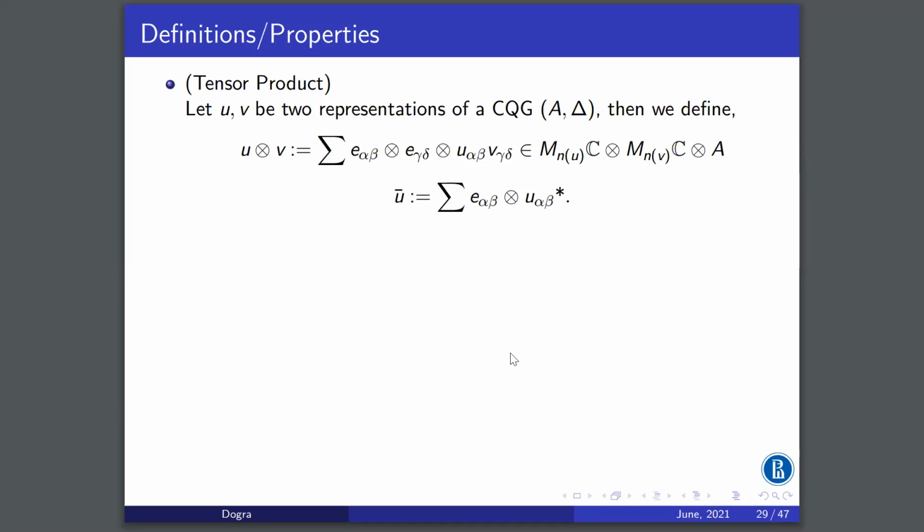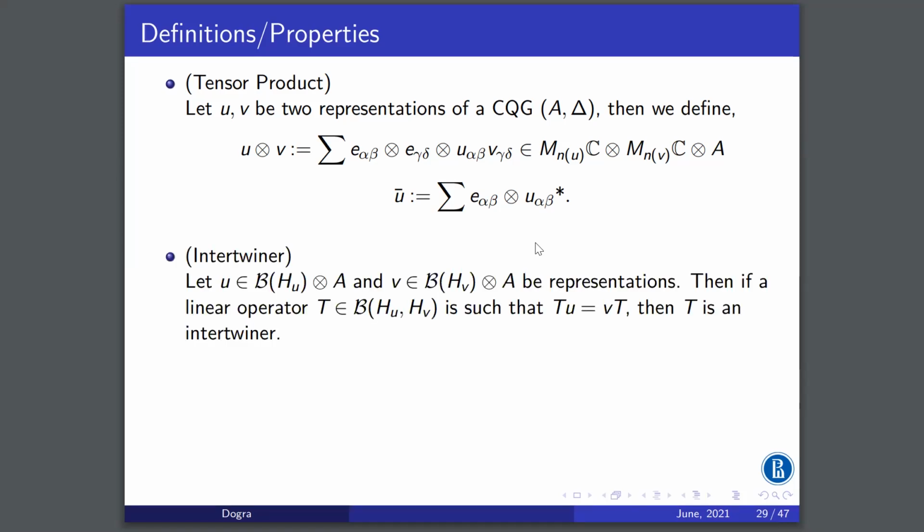Now, if U and V are two representations, then we can define the tensor product of the representations, and it's given as this expression where the terms e_alpha,beta and e_gamma,delta belong to the matrix groups respectively, and the u and v elements belong to the algebra A. And we also define another element, U bar, which is given as the linear combination of the matrix elements along with the involution of the algebra elements.